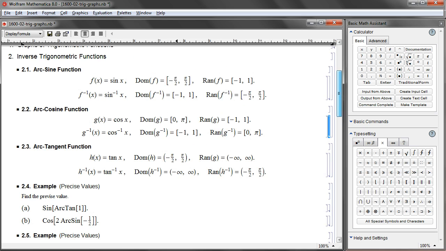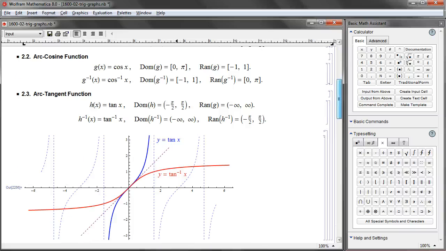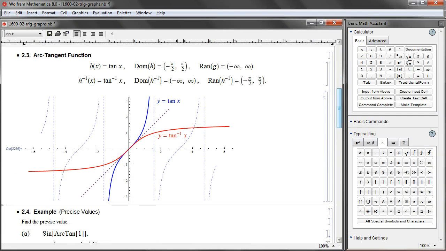How about the tangent function? Well, the tangent function is actually a bit easier. The natural domain, negative pi over 2 to pi over 2, is generating this thick blue curve here, y equals tangent of x, and that is one-to-one. So by taking the inverse of that, we get the inverse tangent or arctangent function. And because this tangent function goes from negative infinity to positive infinity, the domain of the inverse function is negative infinity to positive infinity too.